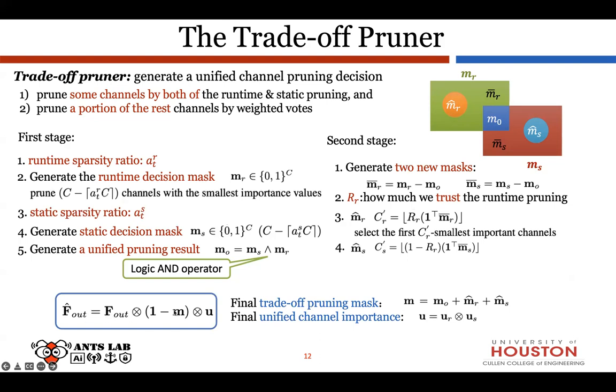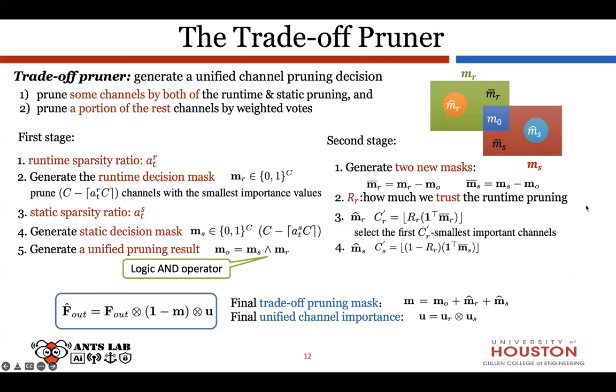It will be related to M and U. M is our final trade-off pruning mask. It will contain the M0, MR height, and MS height. And U is the final unified channel importance vector. It equals UR multiplied by US. And based on this M and U, we can have our final pruned results F alt height. So this is their designed trade-off pruner.